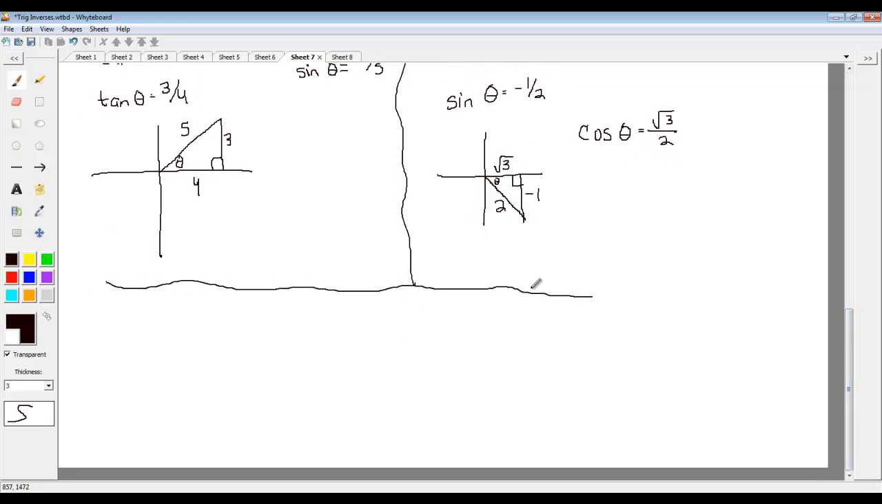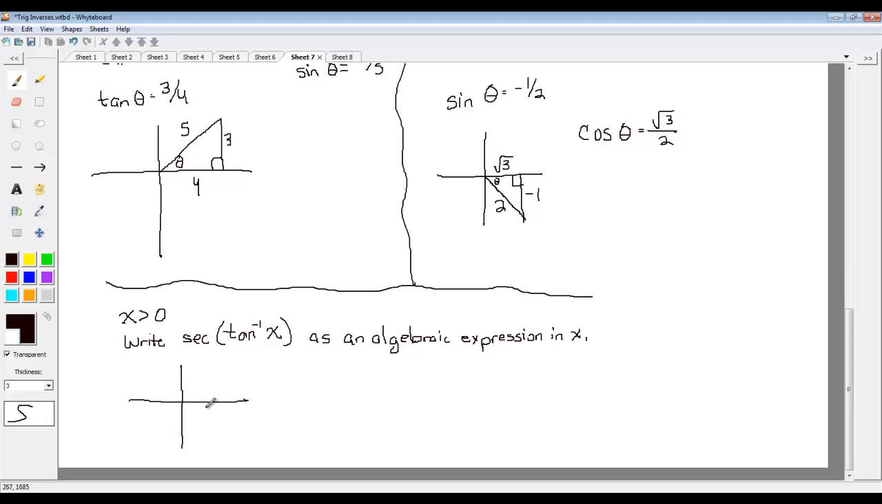Alright, then one more of these. Let's say they tell you that x is greater than 0, x is positive. They want you to write the secant of inverse tan of x as an algebraic expression in x. Alright, if x is positive, let's see, inverse tan, we limit it from negative pi over 2 to pi over 2. So it has to be over here somewhere.